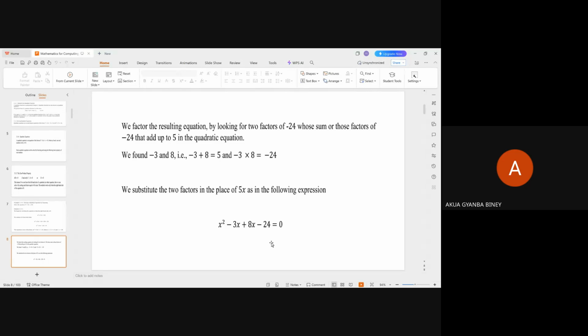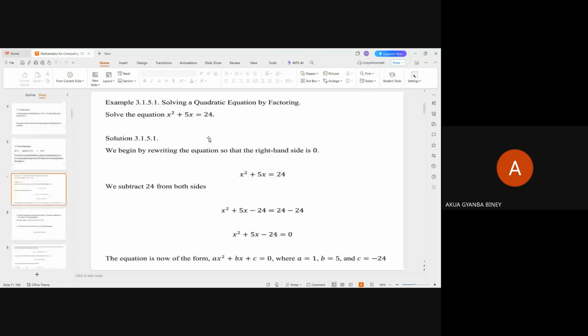Then for the factoring, you look for two numbers whose sum is equal to B and whose product is equal to C. It is not stated here, I think. So we factor the resulting equation by looking for two factors of 24 that add up to 5. That's what is in your book. But in layman's terms, you look for two numbers that, when you add them, you get B.